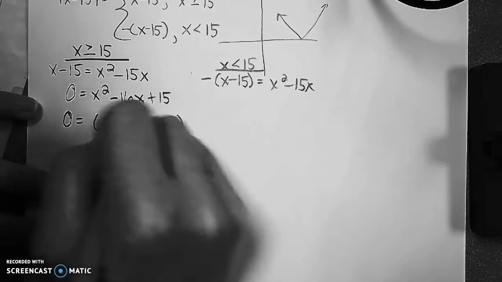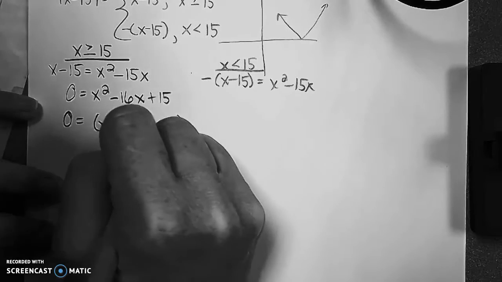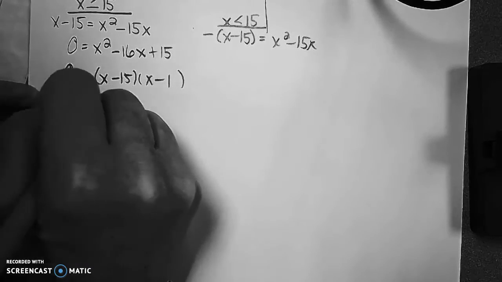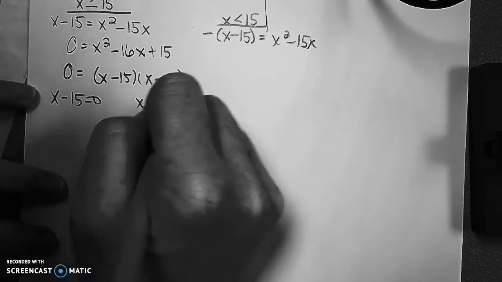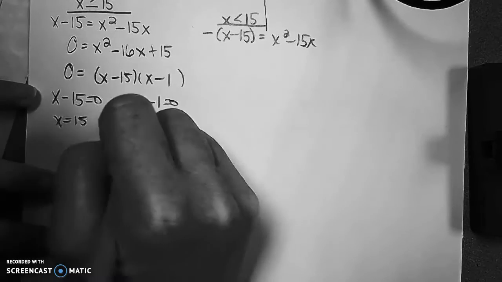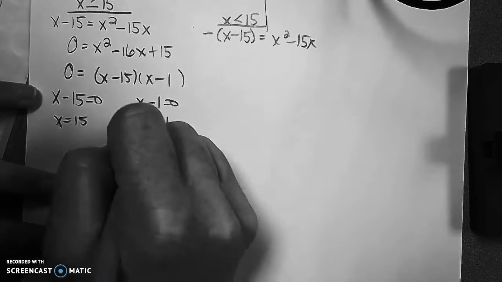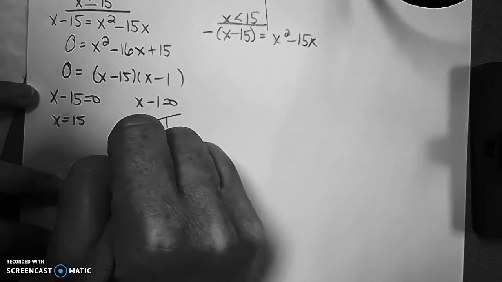So, a quadratic that factors. Set each factor equal to 0. So I get 15 and 1. Well, 1 is not greater than or equal to 15, so that's an extraneous solution.